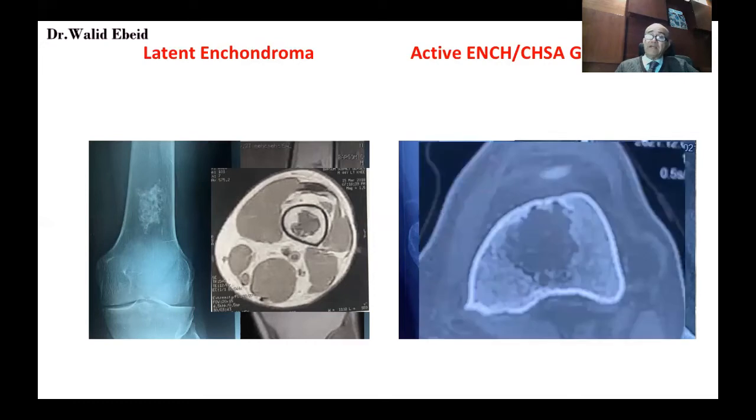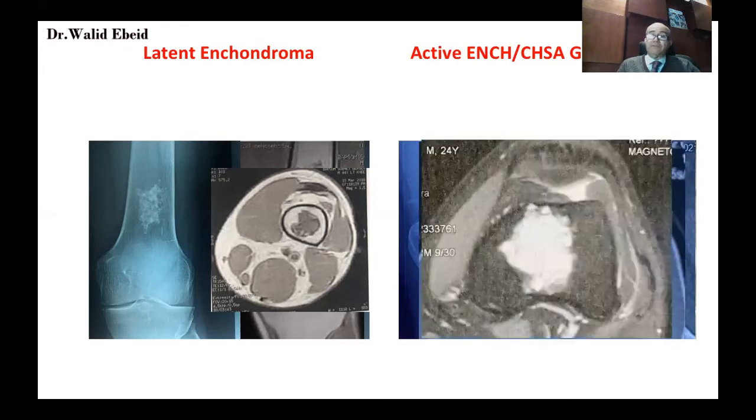And in the axial cuts of the CT, it's very clear that the anterior cortex actually is eroded and scalloped from the inside here. And so this makes this lesion not a latent enchondroma, but rather an active enchondroma or an atypical cartilage tumor or a low-grade chondrosarcoma. All these three entities will be treated the same with an extended curettage. You can see here the MRI showing the lesion eroding the anterior cortex as well.